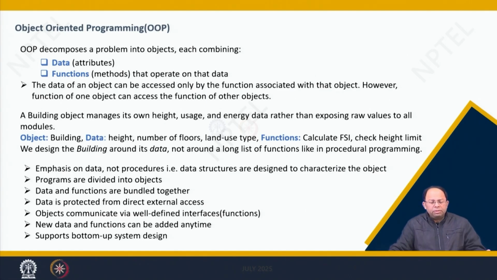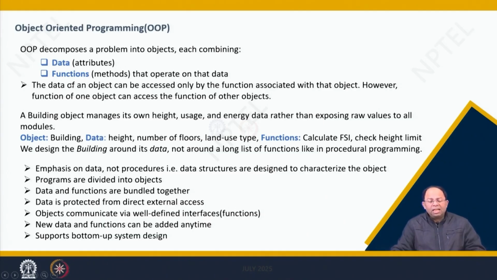For example, if I am trying to design a building, then the data would be the height of the building, the number of buildings, the land use type, right? I'm trying to do some program which relates to building stock calculation or building FSI calculation, area calculation, something like that, right? So of course, the data would be the characteristics of the building, and then the functions, that means the methods that will operate on that data, will also be part of that object. Both data and functions are taken together, and together they form that particular object.